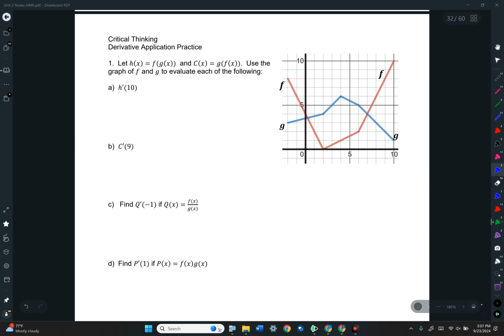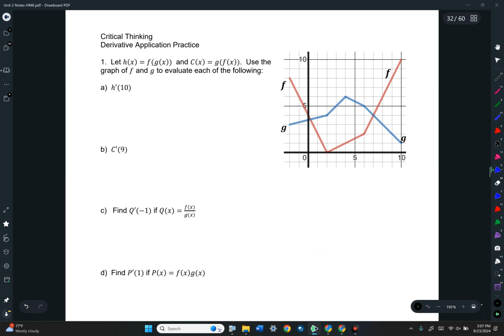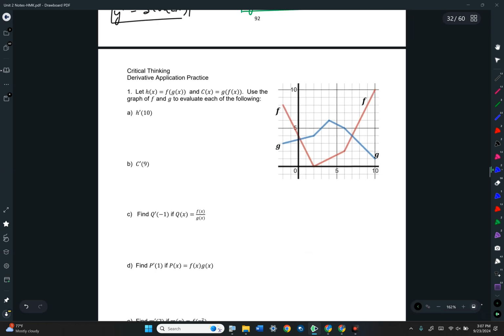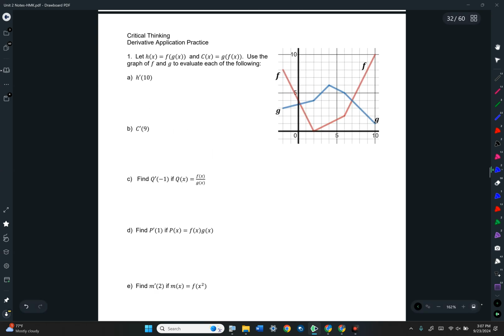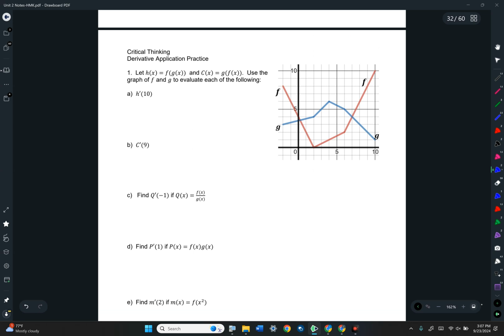Okay, so this next part, the part that I'm calling the critical thinking, we really kind of already did a dive into this in the last class, but let me just kind of show you how we can bring it all together and then include the chain rule in some cases. All right, so I've got the graph of f and g. So the red one is f, the blue one is g. Number 1 says, let h equal f of g. Okay, let h equal f of g, and then c equals g of f. Okay, use the graph of f of g to evaluate each of the following.